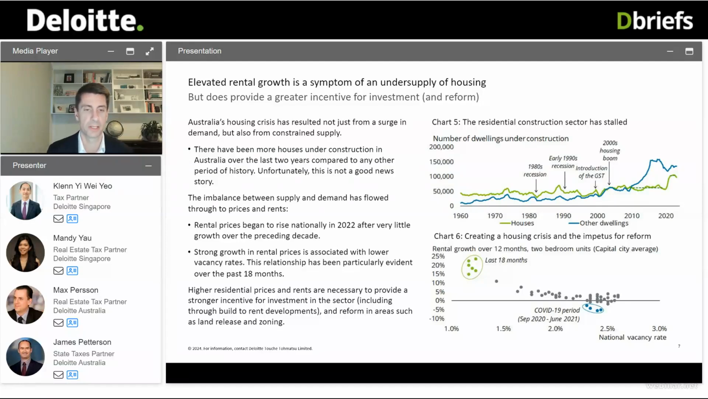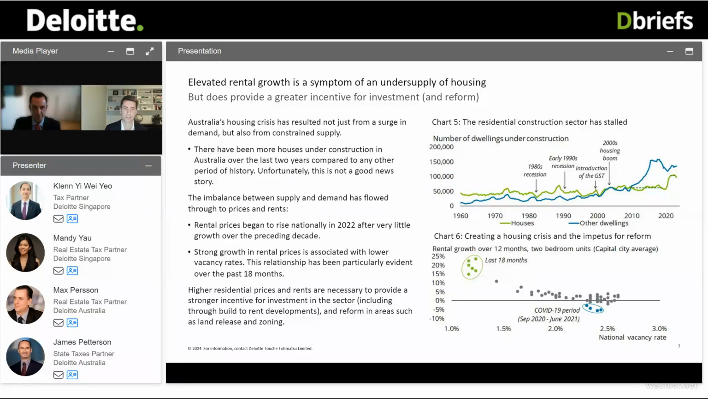One of those areas of supply is build to rent, and that's really the subject, build to rent and broader investment, the subject of a lot of the remainder of this webinar. And I'm going to pass over to Max now, who's going to take us through some tax implications in the build to rent sector.